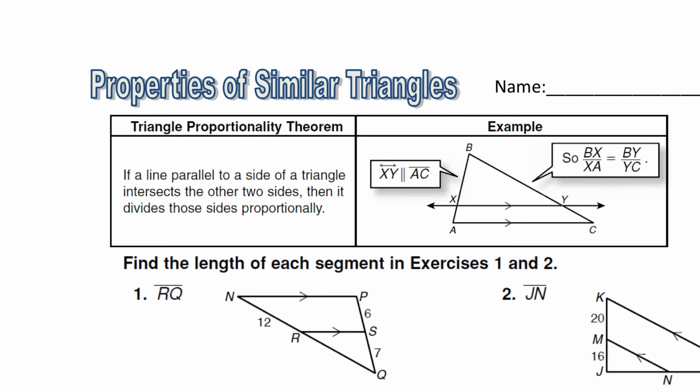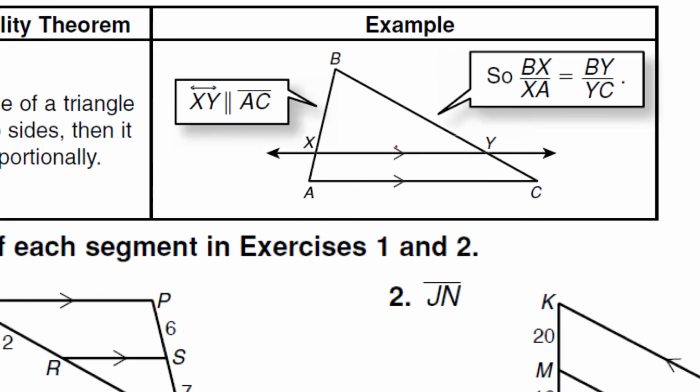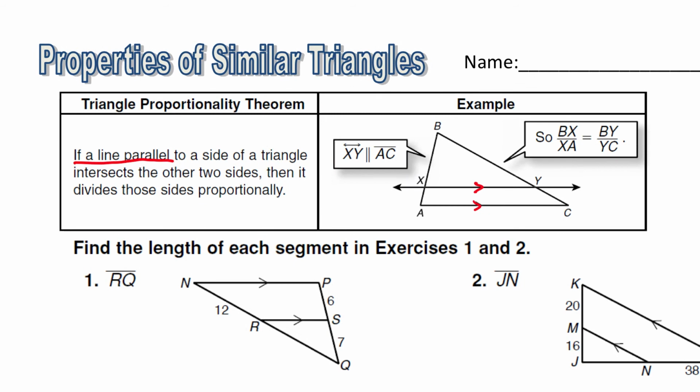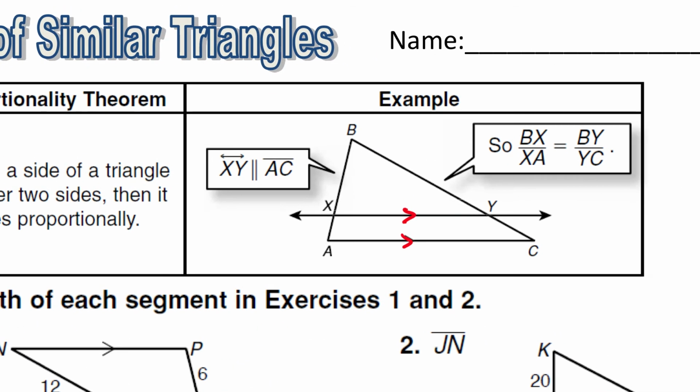It says if a line is parallel to a side of a triangle. So remember we talked about this. Whenever you see that extra set of arrowheads, that's indicating that those two lines are parallel. So if a line parallel to a side of a triangle intersects the other two sides, then it divides those sides proportionally. So like what they say right here, BX, that's this, relates to XA in the same way that BY relates to YC.